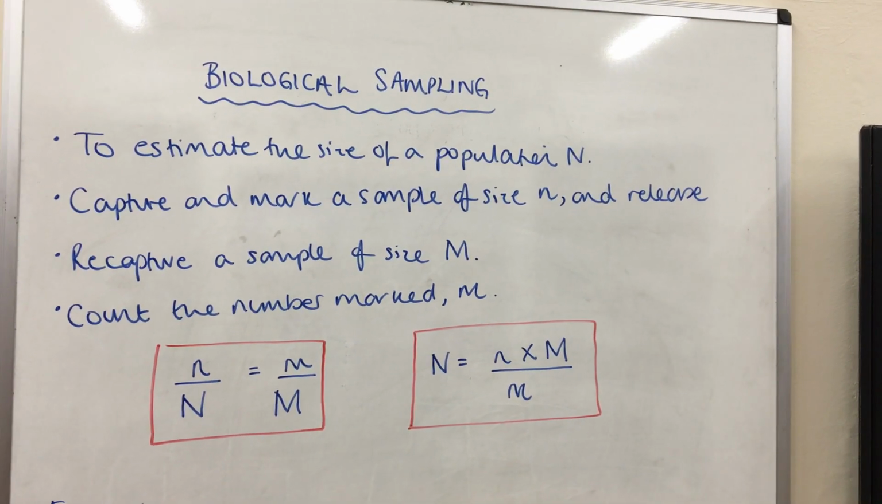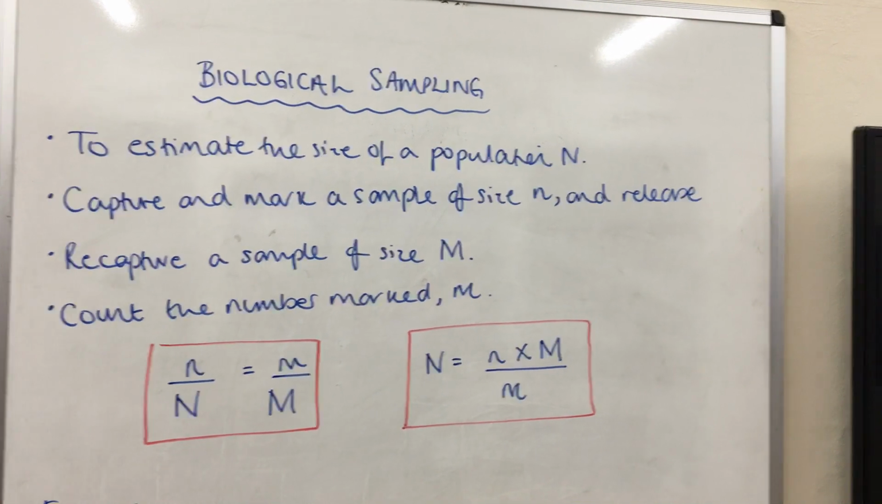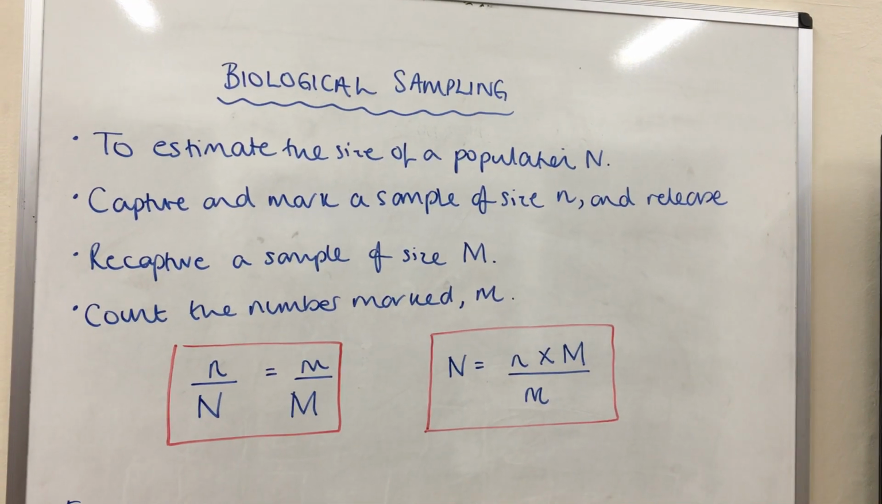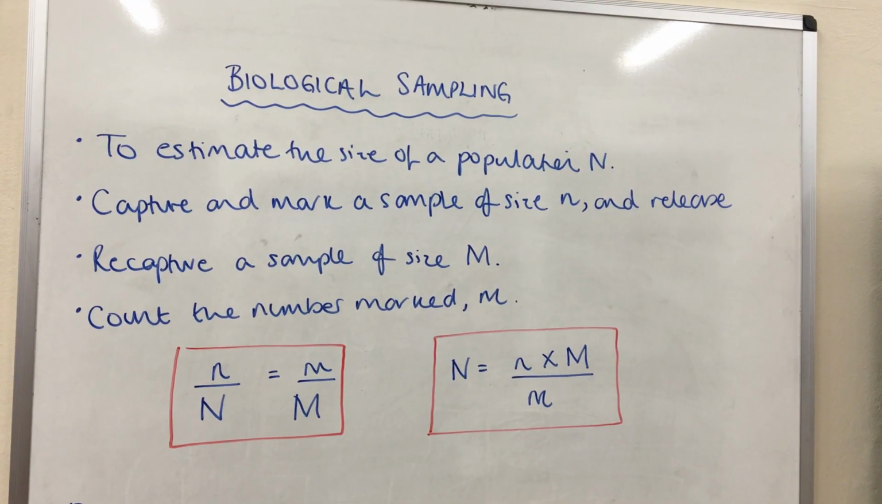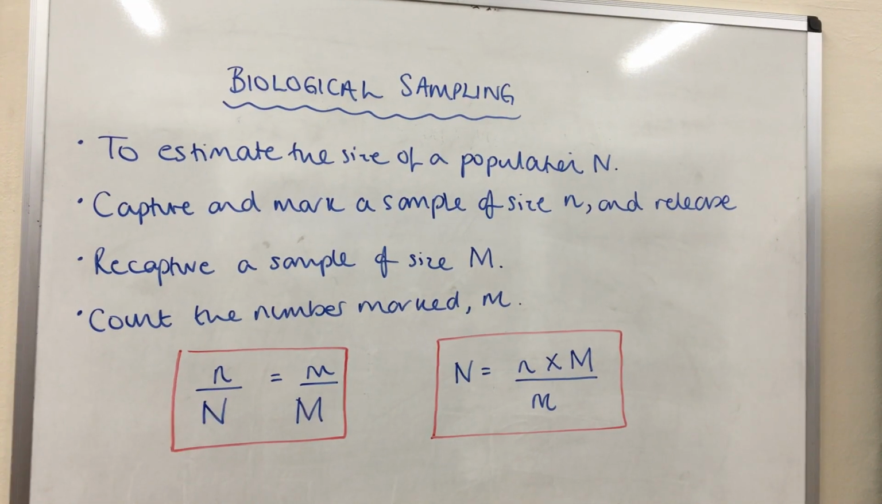I'm going to talk through biological sampling, or something that's called the capture-recapture method. Now this is what you use to work out the size of a population. For example, how many rabbits live in a field, how many bats live in a cave. So what we do is to estimate the size of a population, capital N.